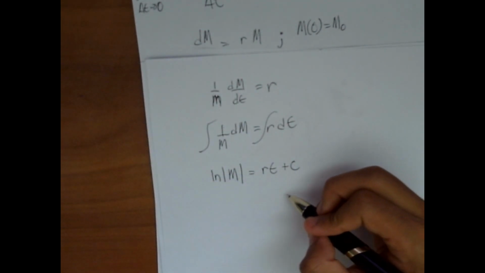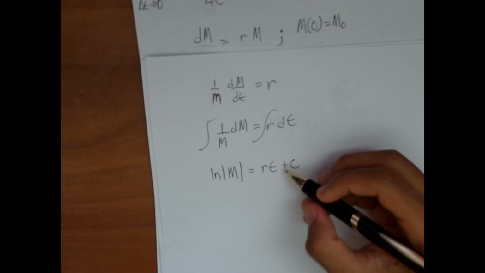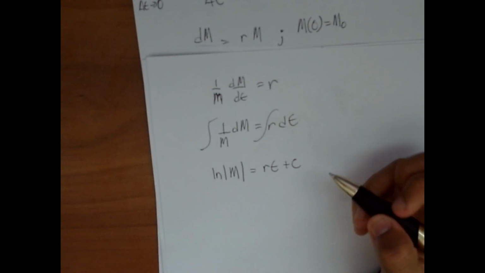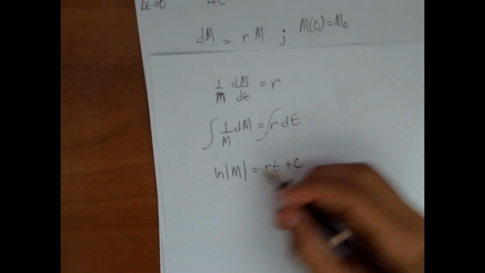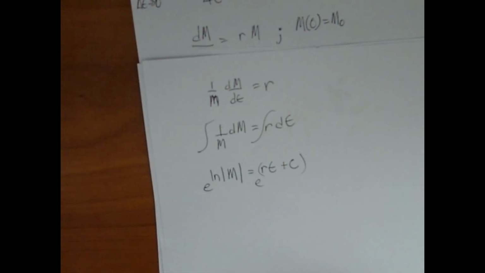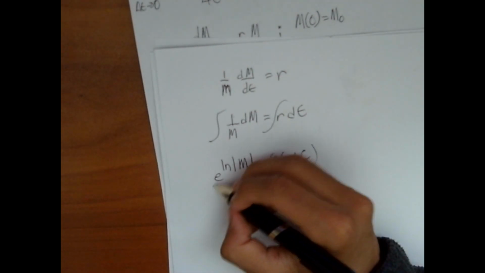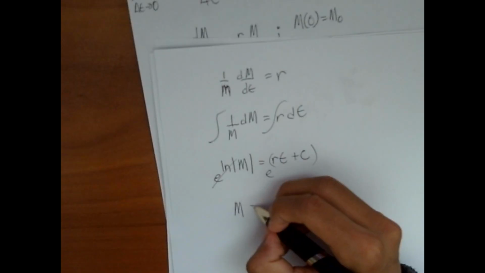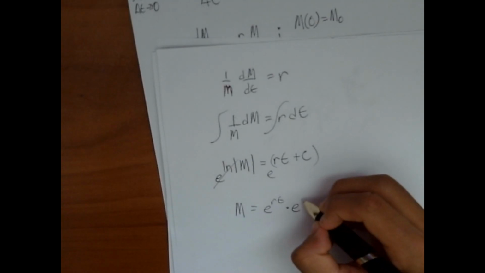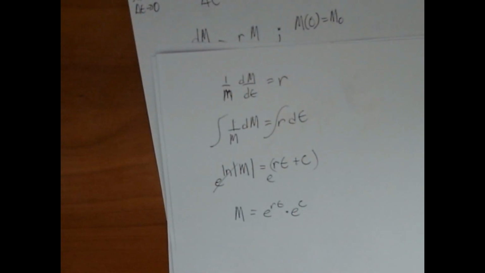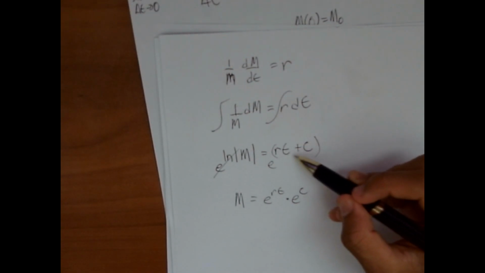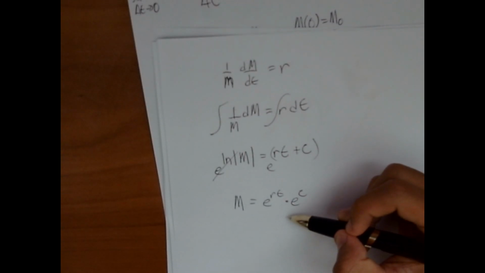Now, to solve for M, our money, how much money we'll have, we just take both sides to e. These cancel out. We have M, and that is equal to e^(rt) times e^C. And yeah, so that's the rule from this. This is addition, and that simplifies to that.